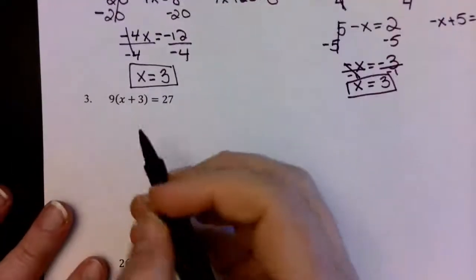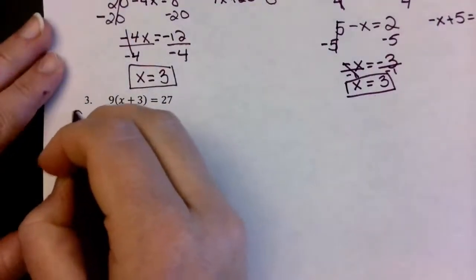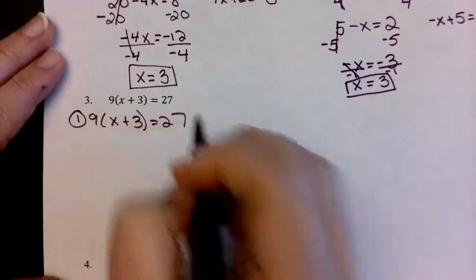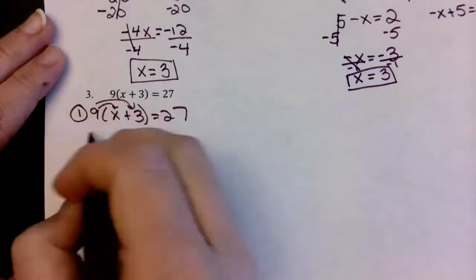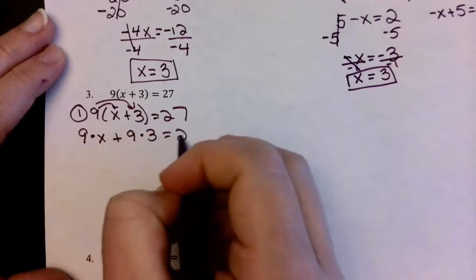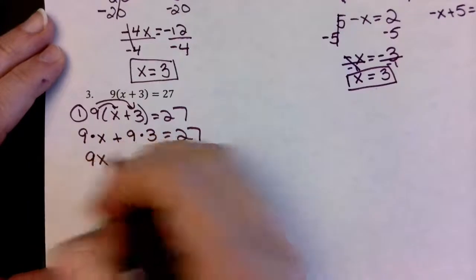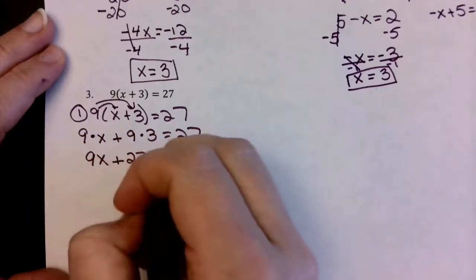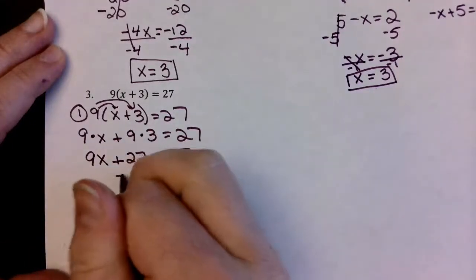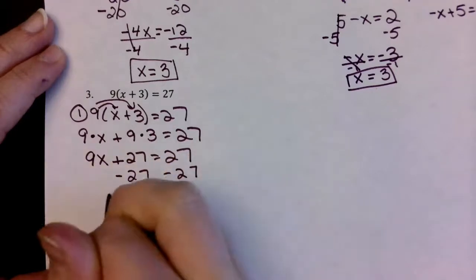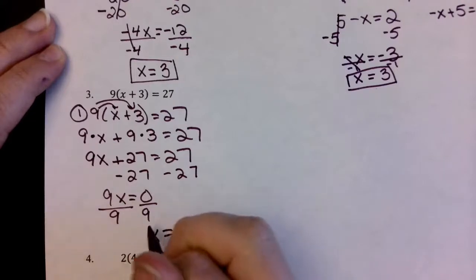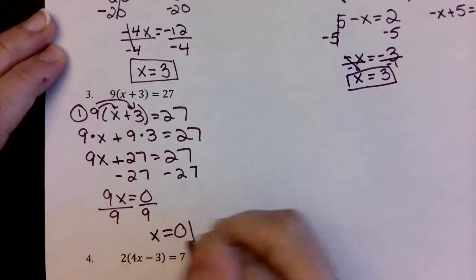Okay, third one. The first way is to distribute it, so I'm just going to rewrite it here. Whenever you distribute, do it to both, so that's technically saying 9 times x plus 9 times 3 equals 27. You can always just skip to this step right here. I'm going to subtract 27 from both sides. Divide both sides by 9. 0 divided by any number is just going to get you 0.